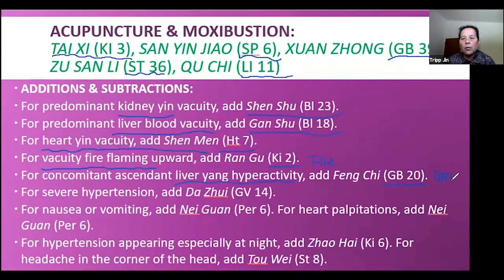Gallbladder 34, or maybe 43. Both of these points are pretty good to clear some heat from the liver and gallbladder channels. If the patient has severe hypertension, Liver 14 especially can help.